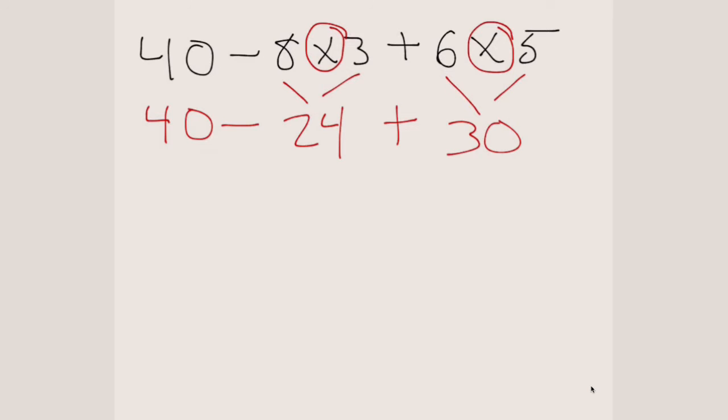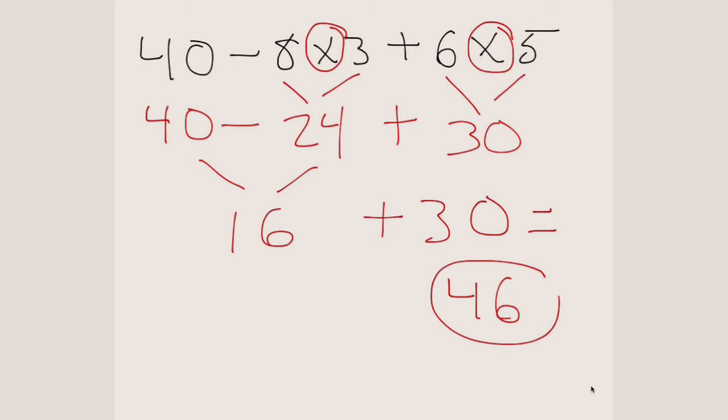Now I'm going to add and subtract left to right. Now it doesn't matter if it's add or subtract that comes first. We're just going to work our way from left to the right. So let's start with 40 minus 24. 40 minus 24 is going to get me 16. If I do plus 16 plus 30, that's going to get me 46. And that's my answer.